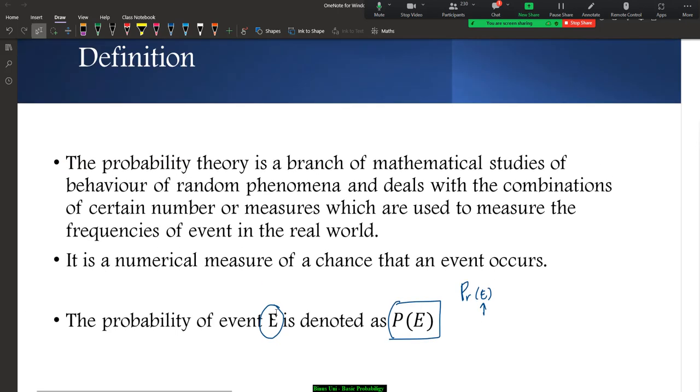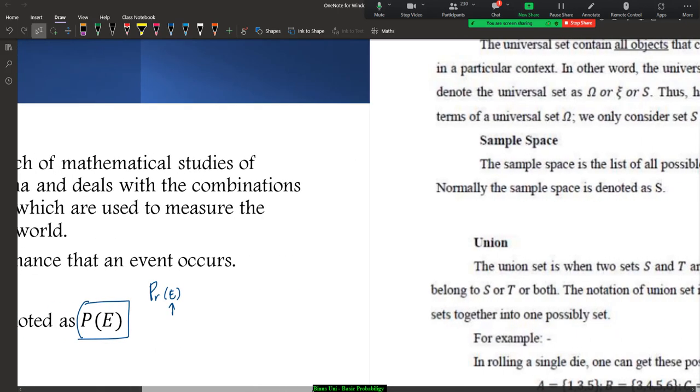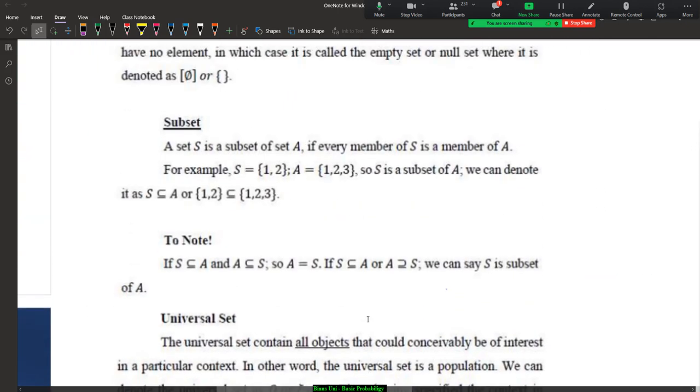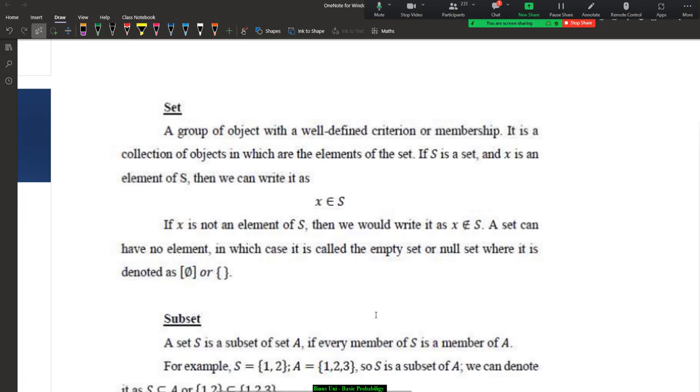Before we go to the rules of probability, let's do some revision on set theory. I believe you already know what set theory is, but we just want to do some revision before we go into detail about probability. A set is a group with a well-defined criterion of membership. It is a collection of objects, which are the elements of the set. The symbol of a set can be any capital letter, A, B, C until Z. If X is an element of S, we can write X is an element of set S. X can be any number.